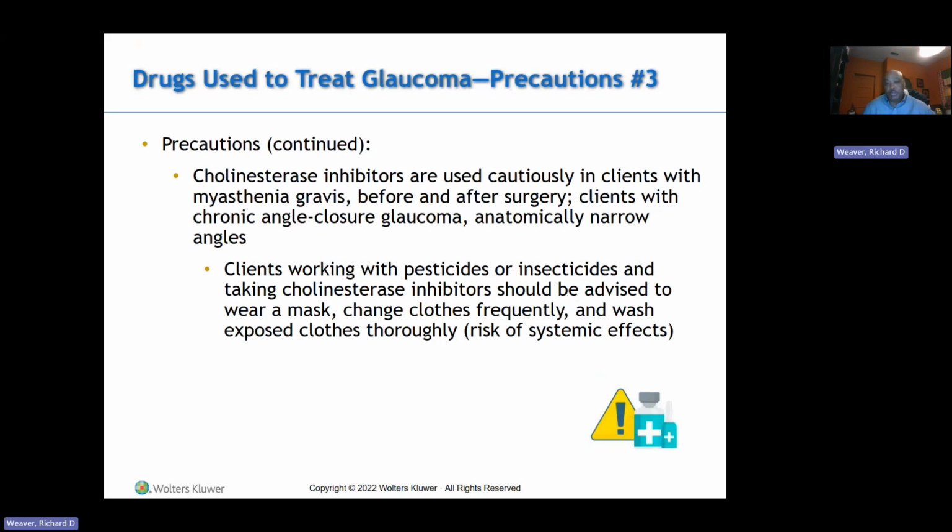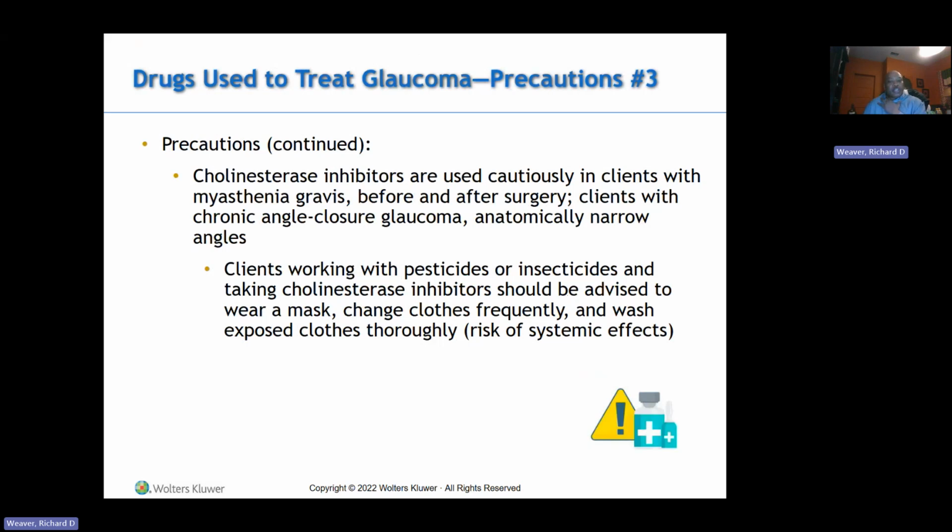These drugs also should be used cautiously in patients before and after surgery, and in clients with chronic angle closure or narrow angle glaucoma, those with anatomically narrow angles. It may cause papillary block and increase the angle blockage, right? And so the aqueous humor won't be able to flow. Now, when cholinesterase inhibitors are administered with systemic anticholinesterase drugs, there is a risk for additive effects with these drugs.